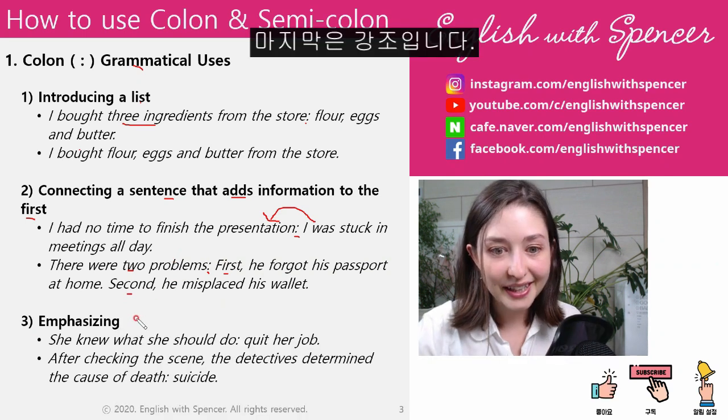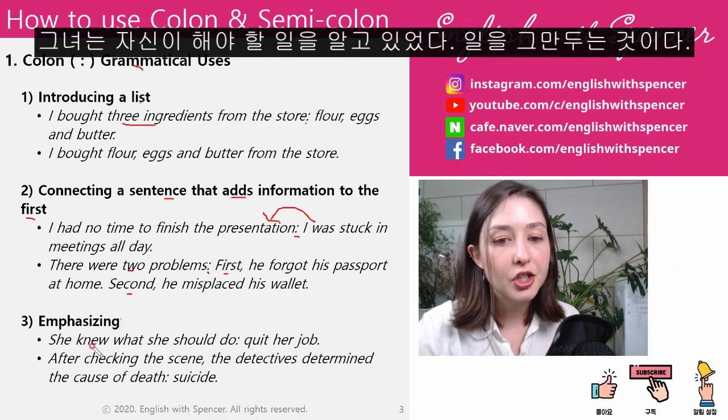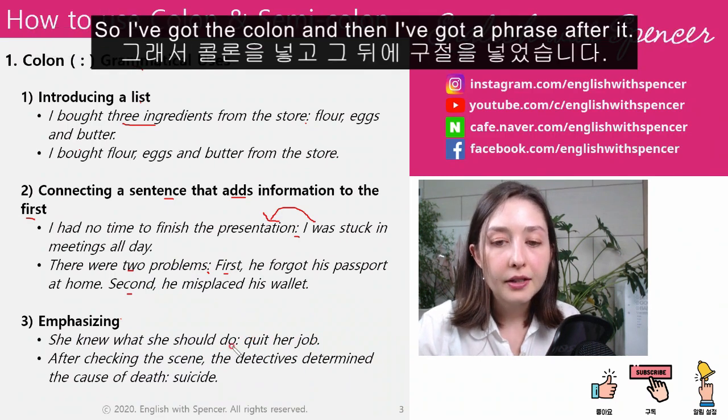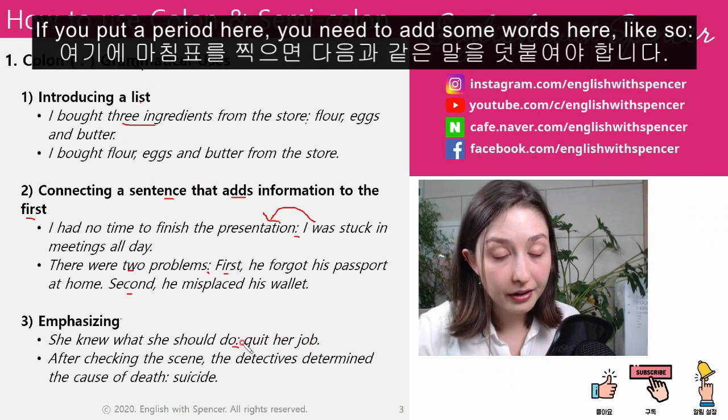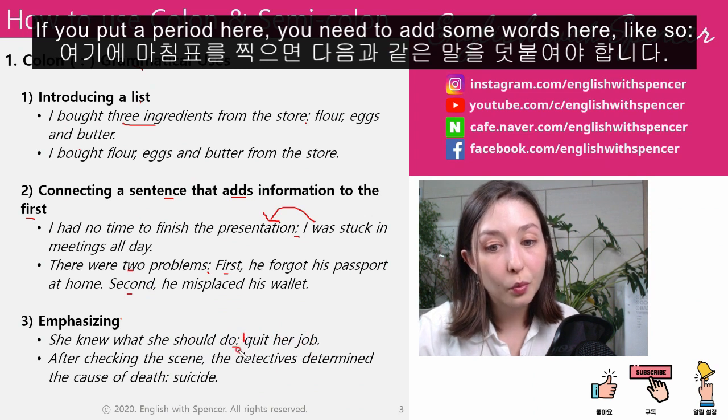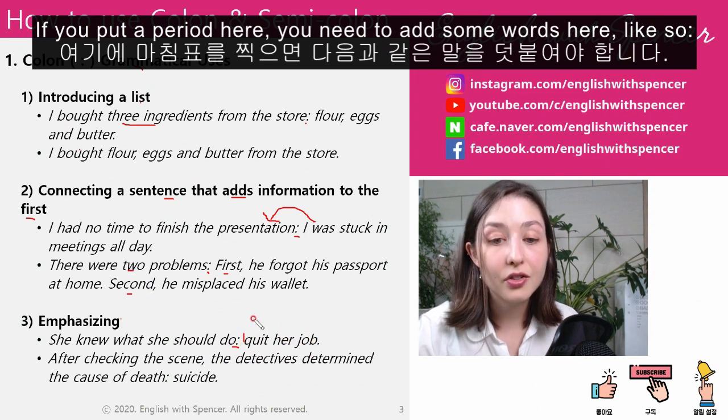The last one is emphasizing. She knew what she should do: quit her job. So I've got the colon and then I've got a phrase after it. This is not a complete sentence. If you put a period here, you need to add some words here, like so.